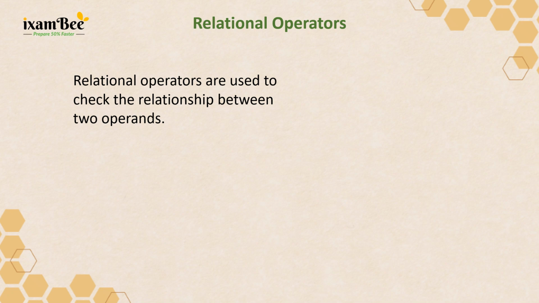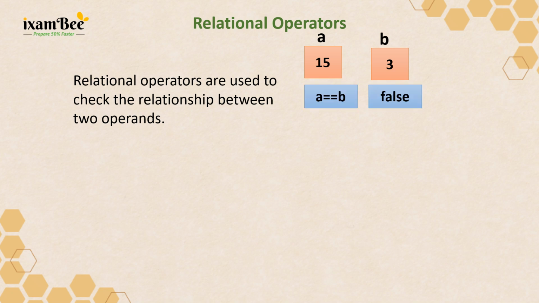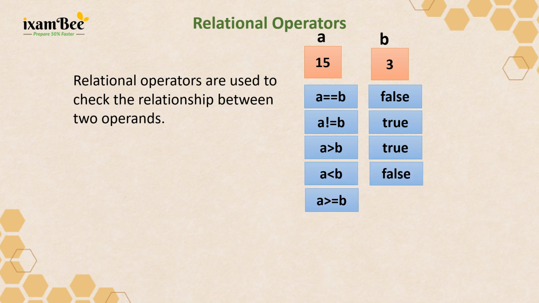The relational operators are used to check the relationship between two operands. For example, if A is 15 and B is 3, A double equal to B will be false. A double equal to is an equality check. The not equal to is given by the exclamation mark and the equal to sign. So A not equal to B would be true. A greater than B is true. A less than B is false. A greater than equal to B is true, and A less than equal to B would be false.